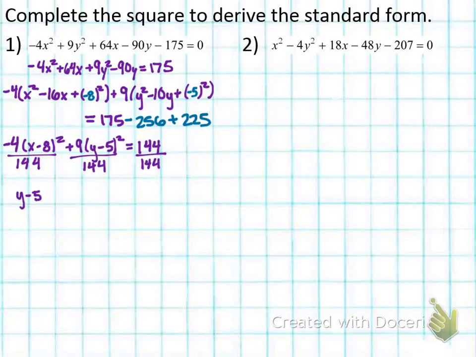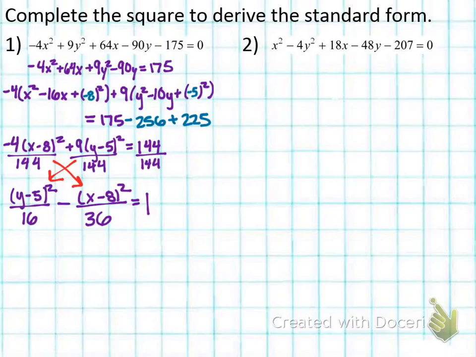So I'll simplify. I'm going to do the y first. I just move the y part down here. 9 goes into 9 one time. 9 goes into 144 16 times. So this one just came down here and simplified. And then this is negative 4 over 144. I can simplify that to a negative x minus 8 squared over 36. And that equals 1. So I just flip these here so that the negative would be in the middle.